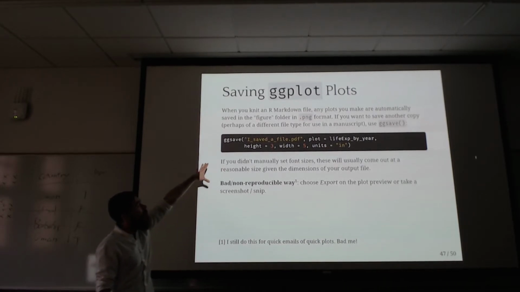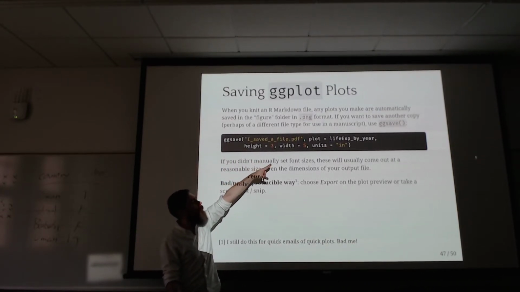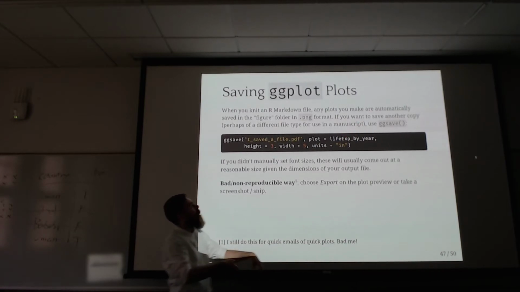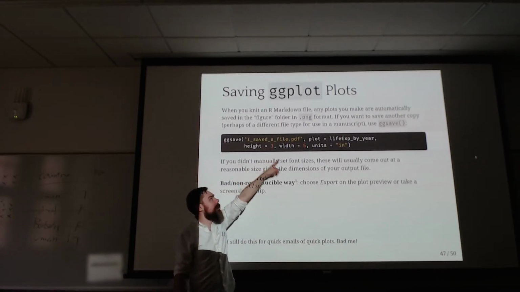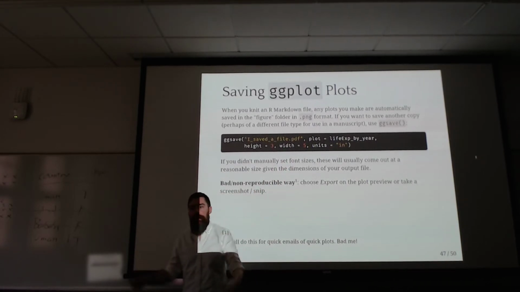You'll notice here I say ggsave, I saved a file .pdf. I gave it that life expectancy plot. I didn't have to tell it I want to save it as a PDF. It parses out this text and sees .pdf and is like, oh, it's a PDF image.